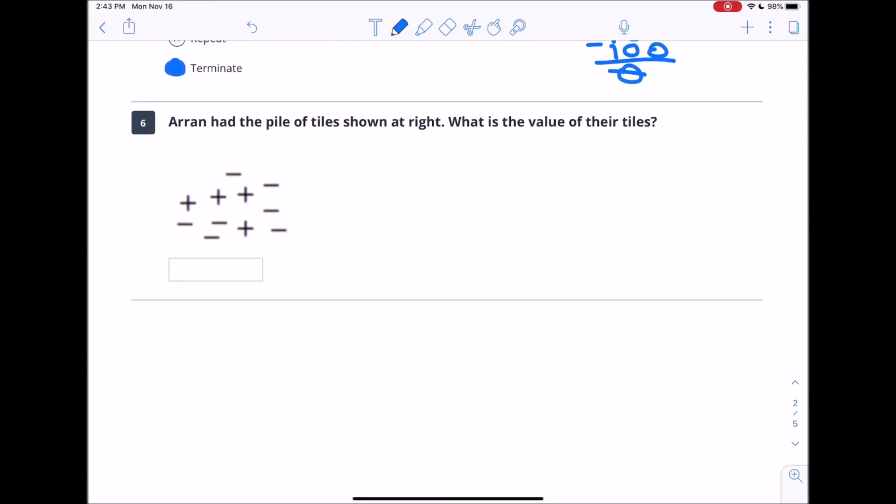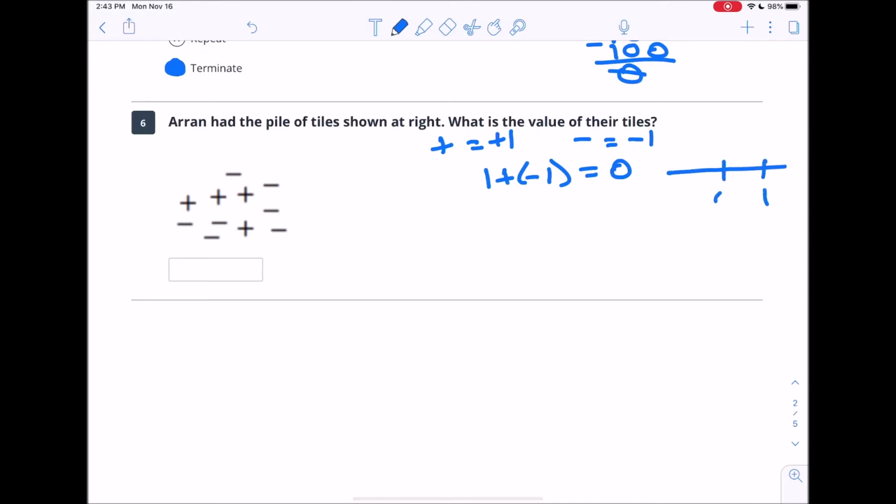Okay. All right, number 6. Aaron had the pile of tiles shown at right. What is the value of their tiles? So for this one, you have to remember that the positive represents +1, and the negative represents a -1. And you also have to remember that 1 plus a -1 equals 0. Okay? And we know this because if I were to draw a number line, here's 1, here's 0. If I add a -1, it makes me go to the left 1 space, and I end up at 0, right? Okay. Now, knowing this, that means that 1 positive integer tile and 1 negative integer tile equals 0.